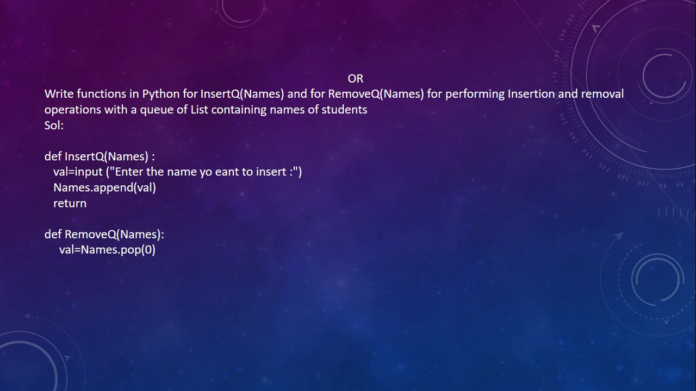Remove. Now what we have done, we have used the function pop(0). So when we are giving an index to the pop function, it will remove that particular value only, otherwise it will remove the last value, okay.